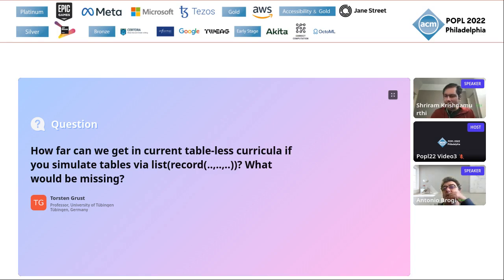I'm not a fan of that, Torsten. I think there's something qualitatively different between a table as a table and all the other encodings of tables, right? Whether you think of it as a relation in Prolog or a list of records or whatever, what's missing is that tables have a kind of integrity to them, right?